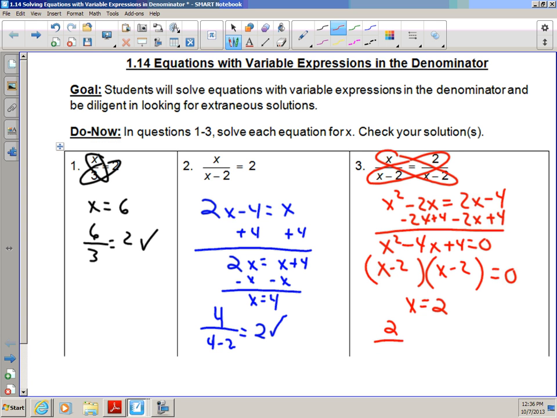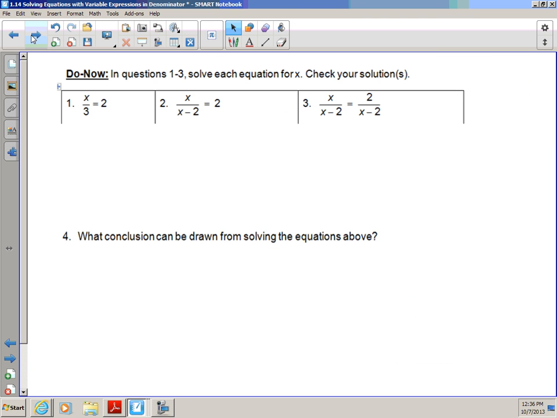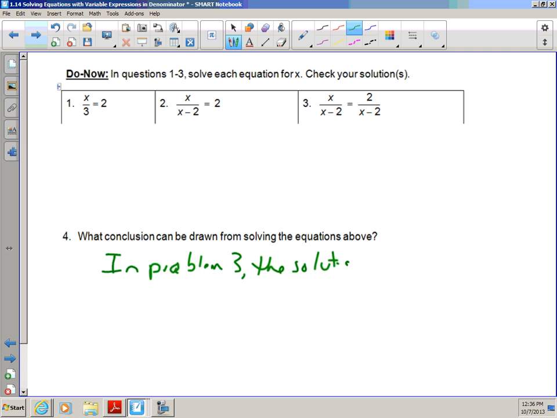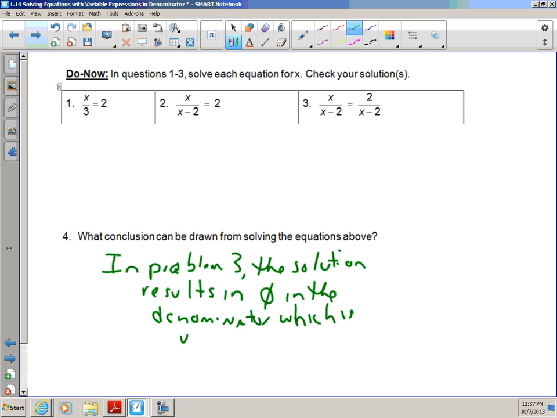However, when I go back and substitute in, you'll notice that I get 0 in my denominator. And that's a problem because that is an undefined value. So what conclusion can be drawn from the three problems above? In problem 3, the solution results in 0 in the denominator, which is undefined. What we call that in math is an excluded value or an extraneous solution.